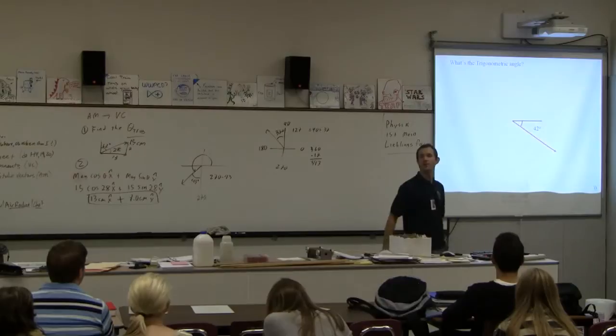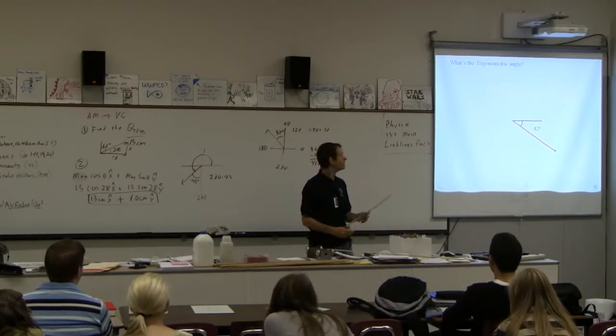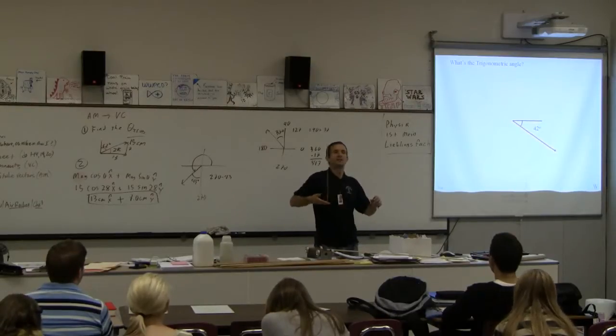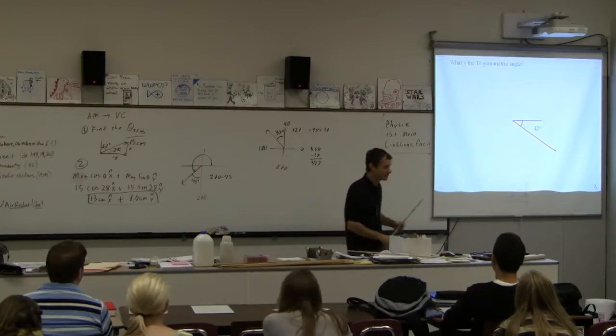Is that the trig angle? No, it's not the trig angle. What's the trig angle? Negative 42 or 318. 360 minus 42, which is 318. Yeah.